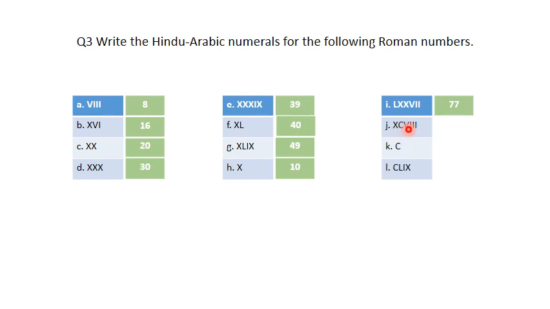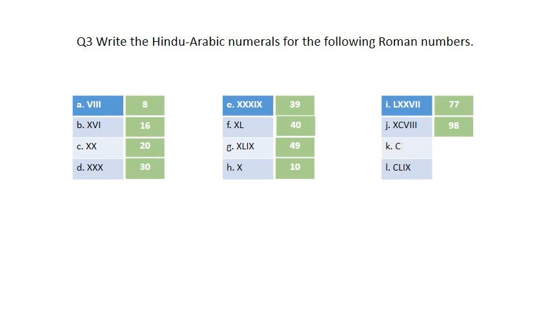XCVII. Now students, see here, in XC the value of X is small and the value of C is bigger. So in such a case, what do we do? Big minus small. The value of C is 100 and the value of X is 10, so we do 100 minus 10, which is 90, and this V means 5, so 95. 95 plus 3 becomes how much? 98.